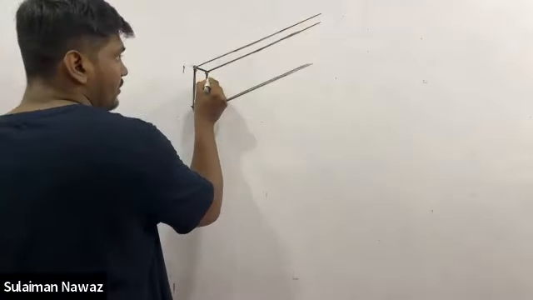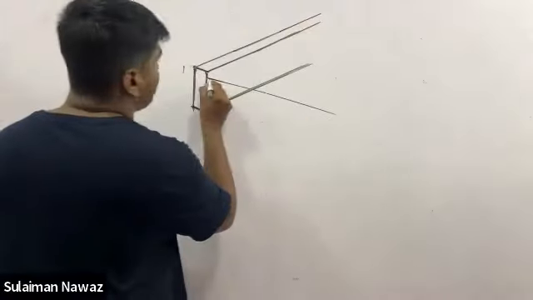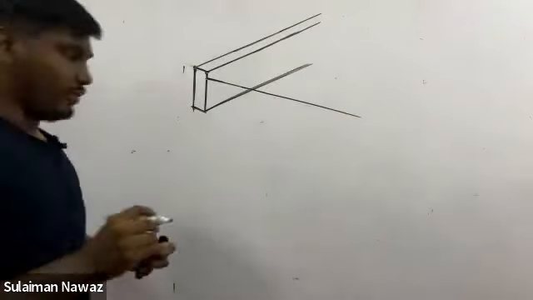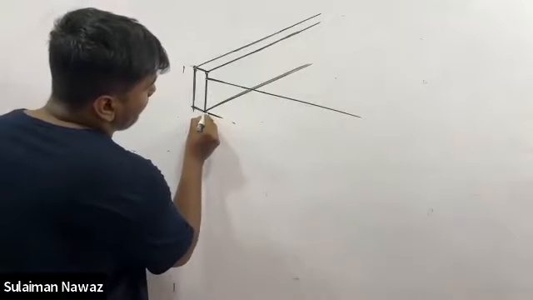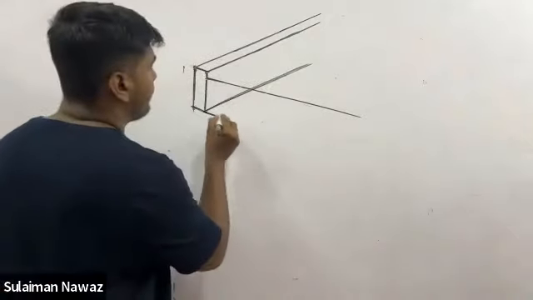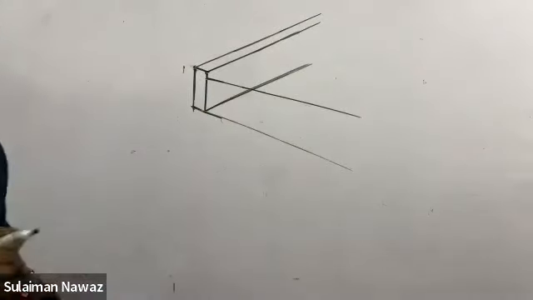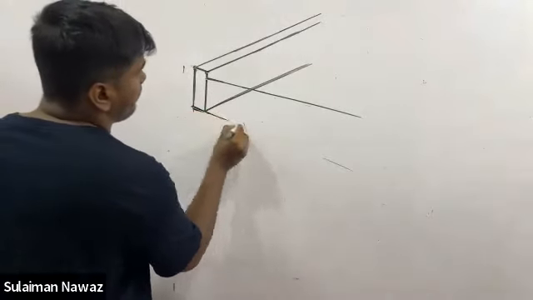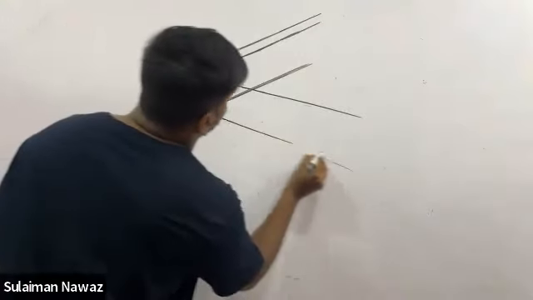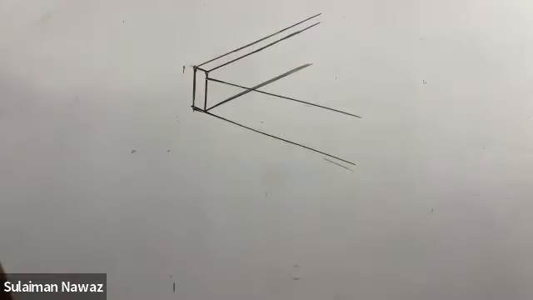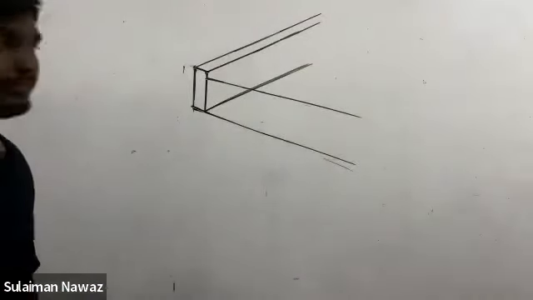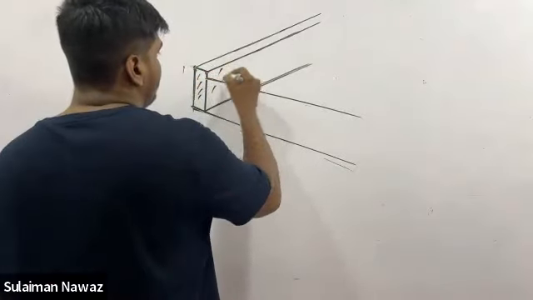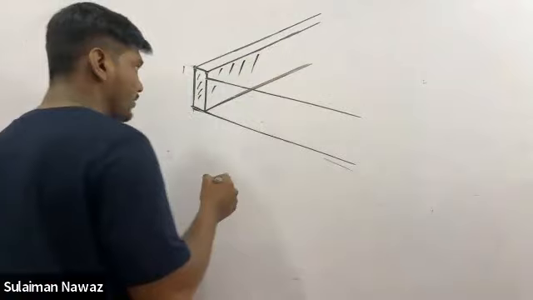Now initially, this was your water surface. See your water surface. Then when this rod is vibrated, what would happen to the water?